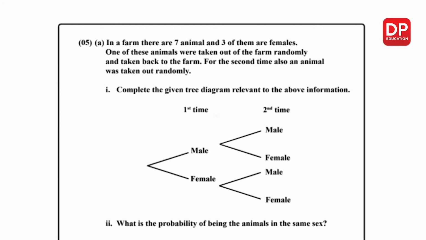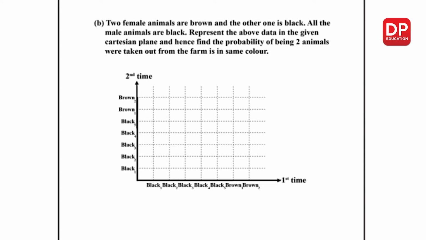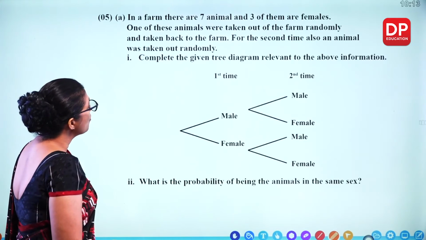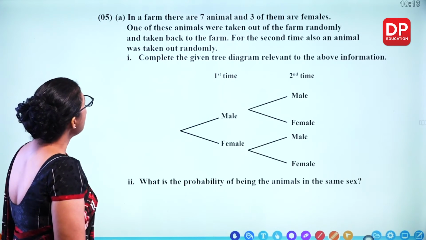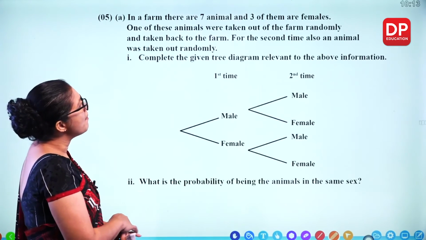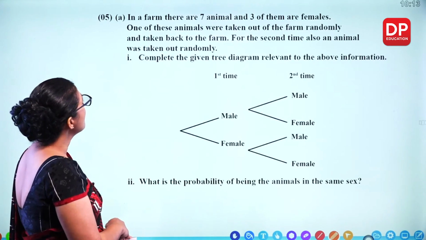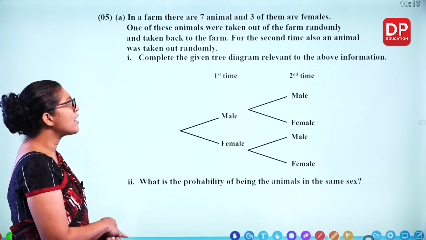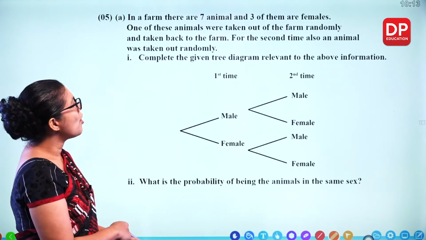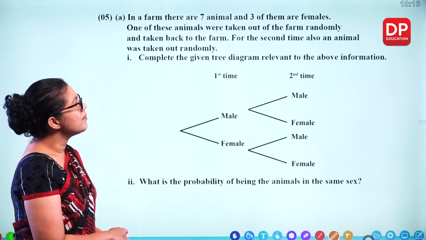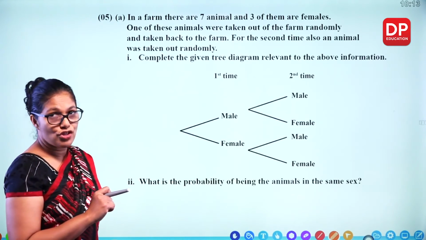Now we'll take the last question in paper 1. That's probability and tree diagrams. So question number 5, part A. In a farm, there are 7 animals and 3 of them are females. One of these animals was taken out of the farm randomly and taken back to the farm. For the second time, also an animal was taken out randomly. Complete the given tree diagram relevant to the above information.